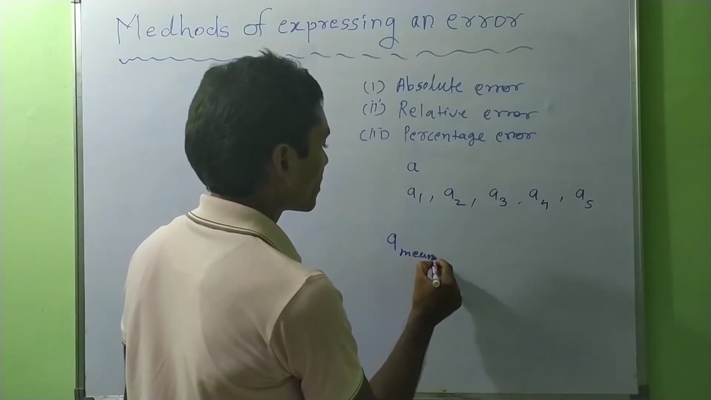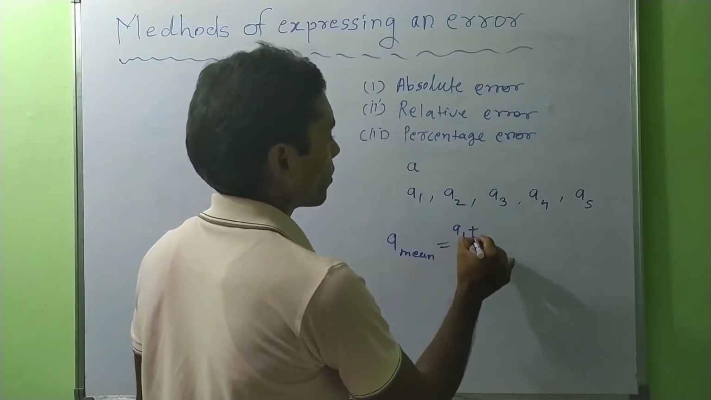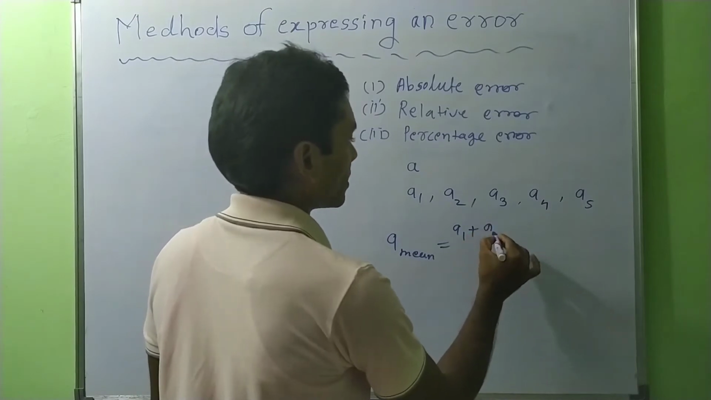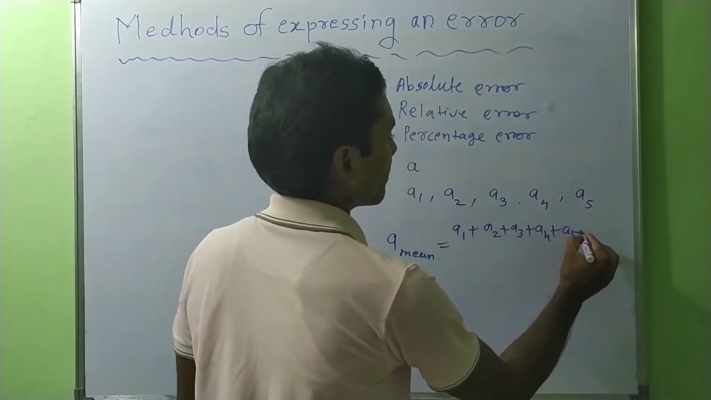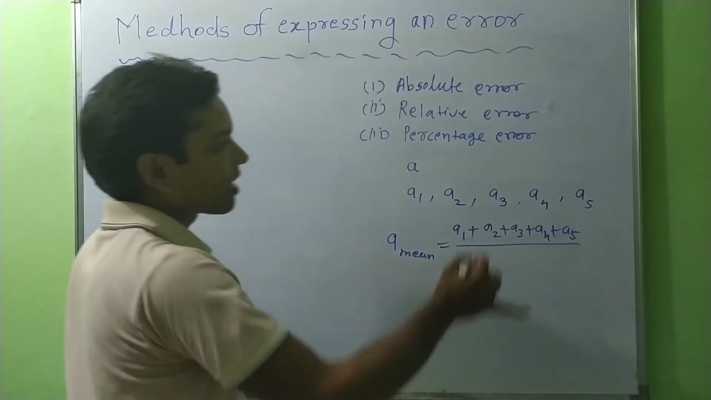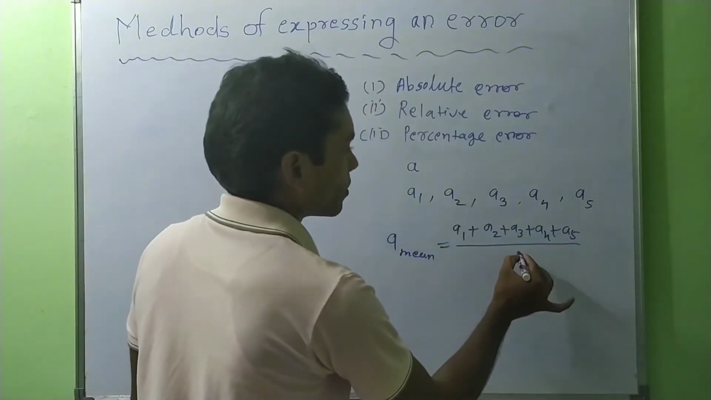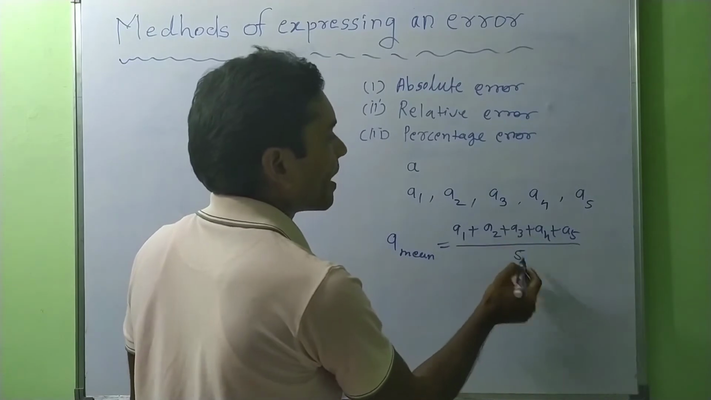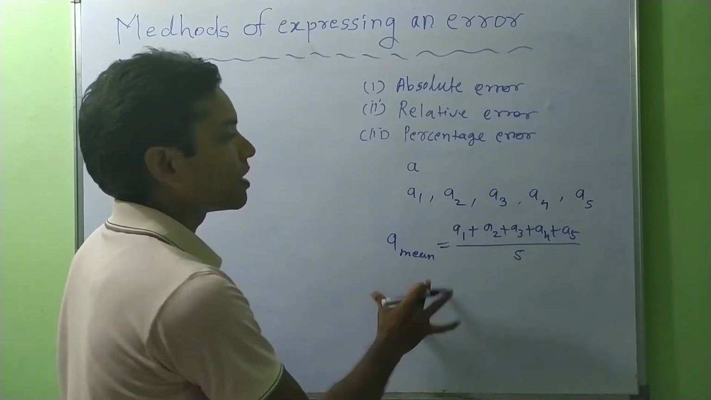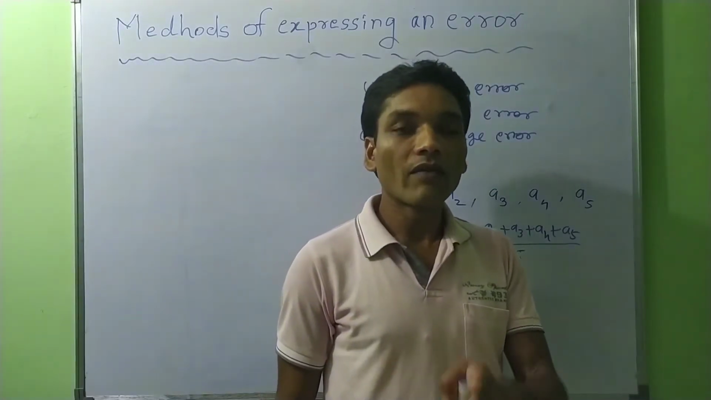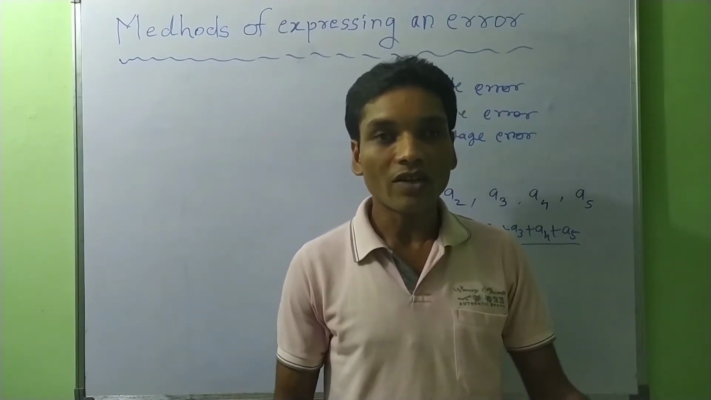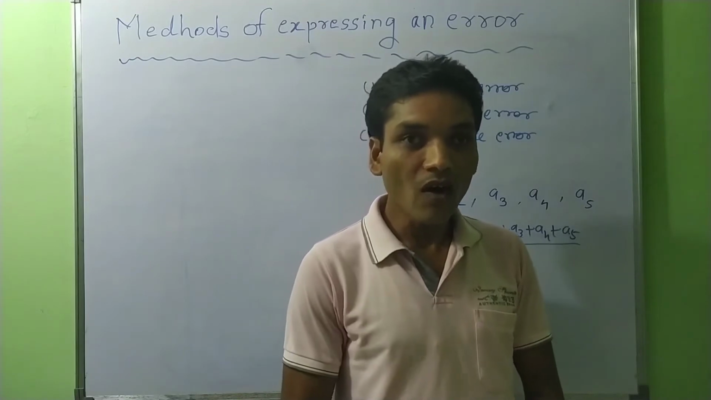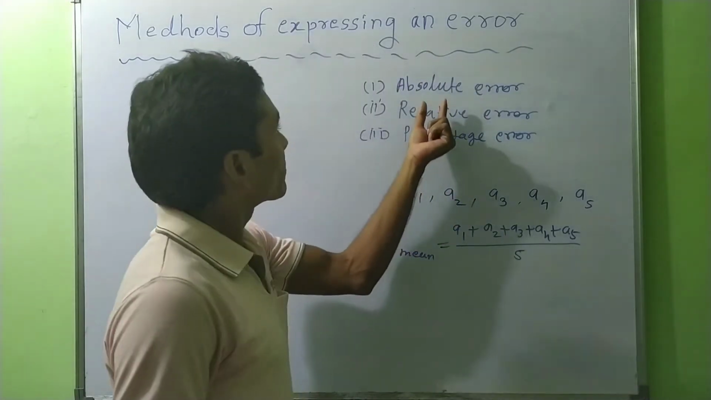So what is the mean? A mean will be equal to the first reading plus second reading, third reading, fourth reading and fifth reading, and these are 5 observations, so we will divide the sum by 5. This is the mean value or average value. This average or mean value is called the true value. Okay. Now, what is the absolute error?